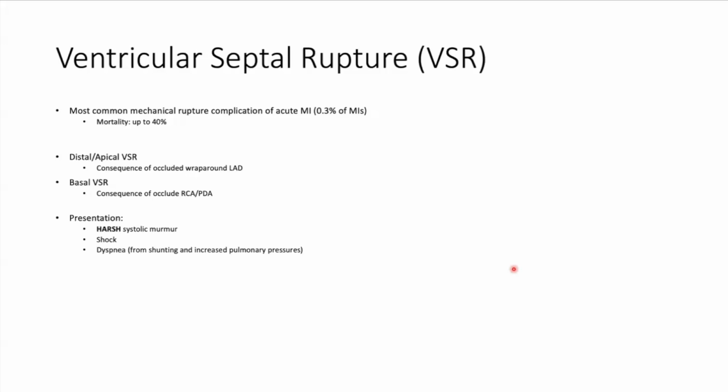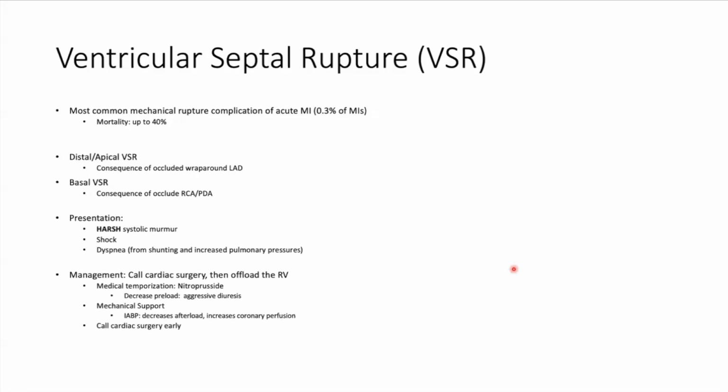The way these patients present is that they have a very harsh systolic murmur. That's a reflection of how big the defect is. The smaller the defect, the louder the murmur. It can be quite shocky, and they can have dyspnea just from the increased pressures.